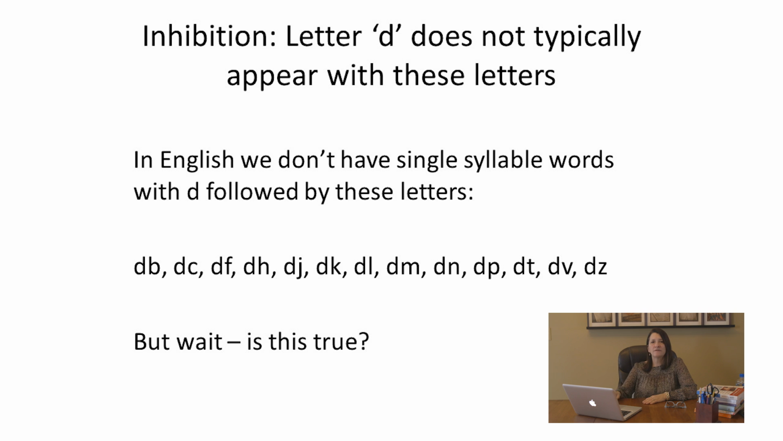All right. Conversely, in our English spelling system, in our orthography, there are letters that we don't often see next to each other in words, single syllable words. And I can't think of any single syllable words with D and Z together, but in Polish or Hungarian, this is probably common. But wait, do they really never go together in our language?